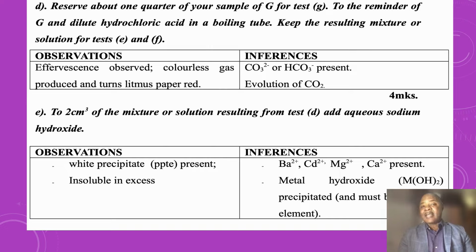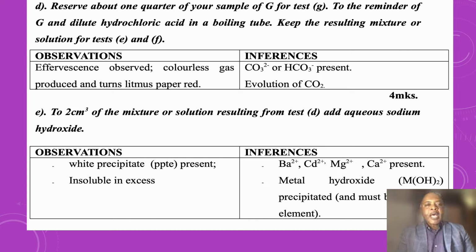Remember, anything that turns litmus paper red is an acidic gas. The one that turns blue is an alkaline gas. A good example of an acidic gas is carbon dioxide, and a good example of an alkaline gas is ammonia. If you were provided with lime water, you could have tested it there again. But make use of only the reagents and other materials that you have been provided.